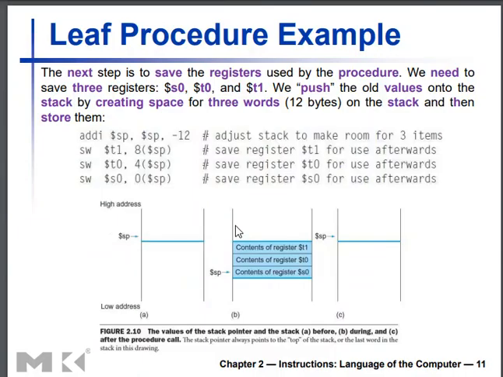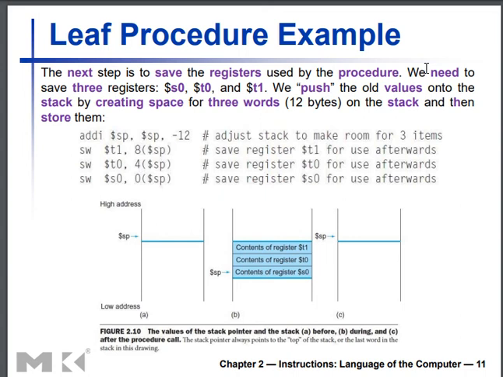So let's see the same example, and how I'm going to use the registers. The next step is to save the registers used by the procedure. The procedure is going to use certain registers: one for the first addition, one for the second addition and the final answer in F. So 3 registers I am going to use, for example. So we need to save 3 registers. Maybe you can choose something like S0, T0, T1.